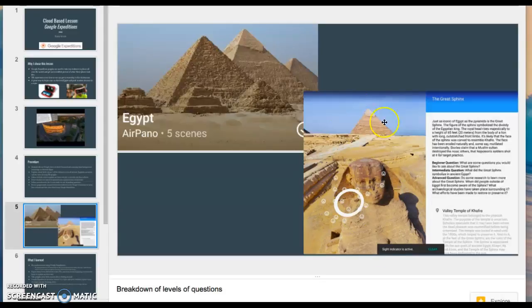So if I'm trying to talk to them about this particular Egyptian artifact, I'm going to point to this point, and those little smiley faces show me where my students are looking at that time, to make sure that they are focused on what I'm going to be talking about.